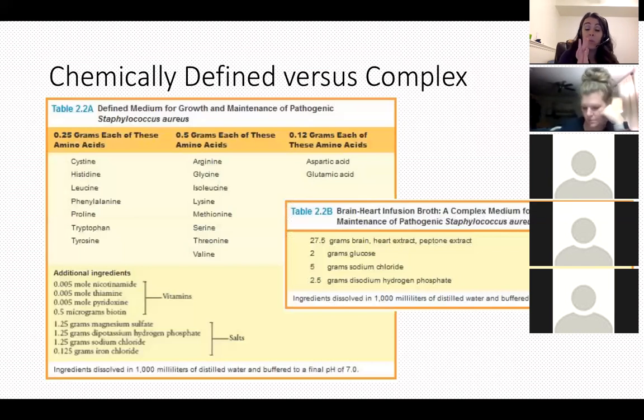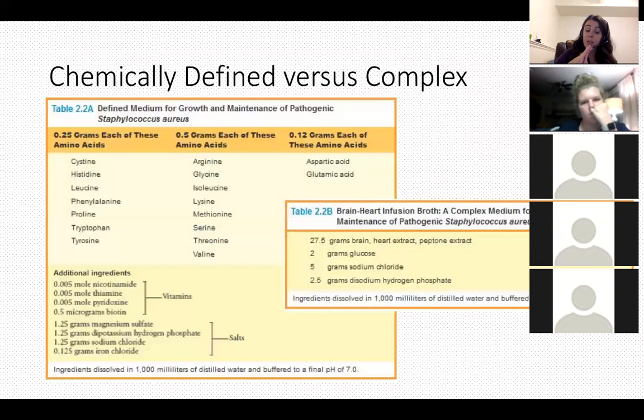The media on the right is what we call complex. And complex media, we don't know everything with the same level of detail that we do for chemically defined. And this is because we're adding some type of nutritional source that has a lot of these things in it, but we don't know the exact amounts and exact breakdowns and things like that.